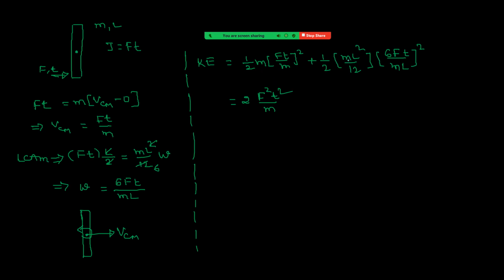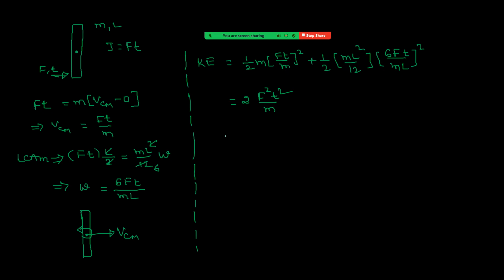L square. L square. It is over. M square. Sorry, it's only M, right? M L square. M square. And one M is here we have taken. It is now answer is 2F square T square by ML. Right? Wait. Is anything missing here? Ft equal to M into VCM. So Ft by M. Right? So here L square cancelled, it is only 2 F square T square by M.